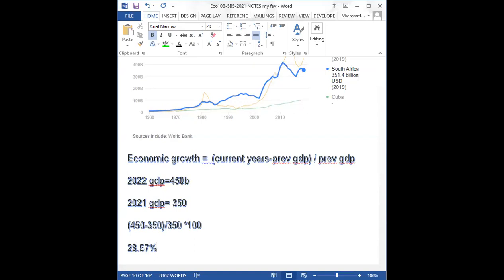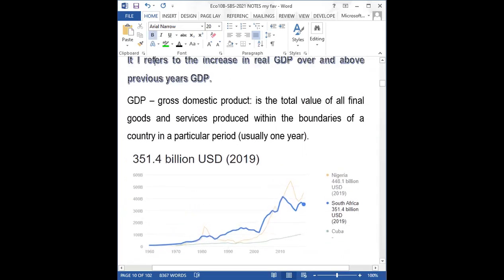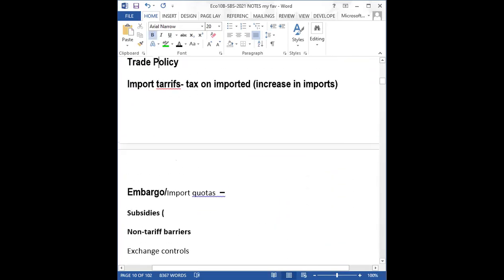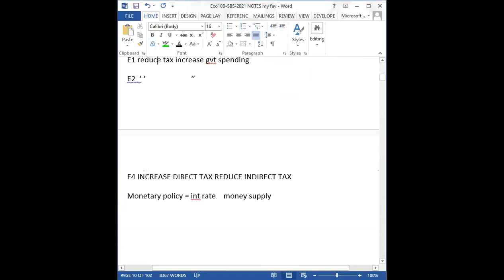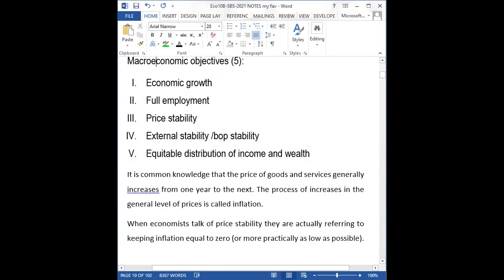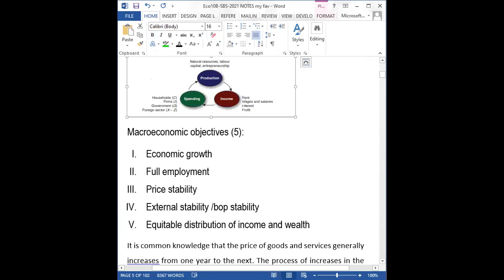So this is how we measure economic growth, and this is what we'll be talking about when we talk about the spectrum of economic growth. With the other macroeconomic objectives, we talked about 5 of them. We've talked about the first one, which is economic growth. The second one is price stability, or we can look at full employment.